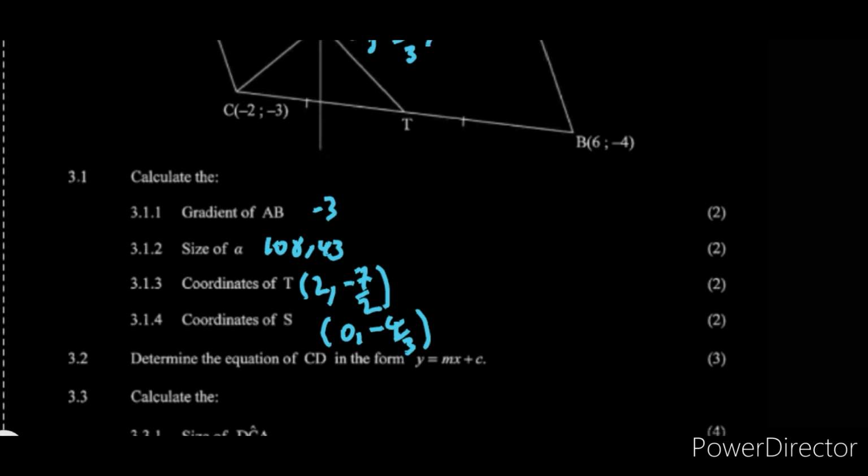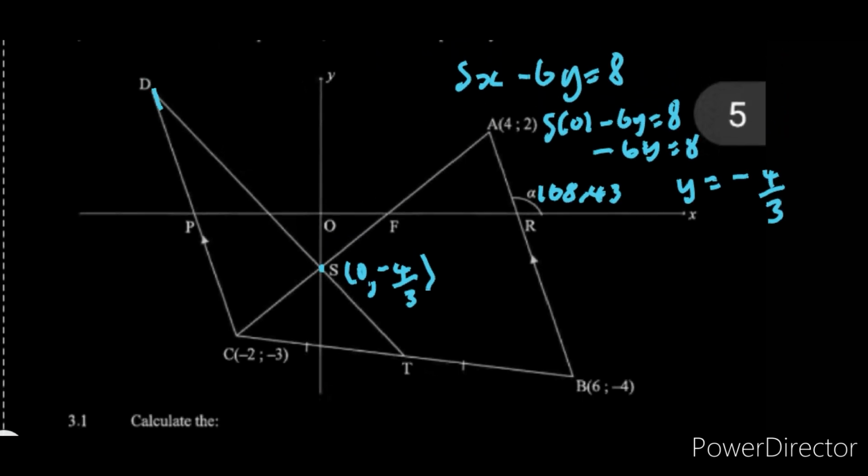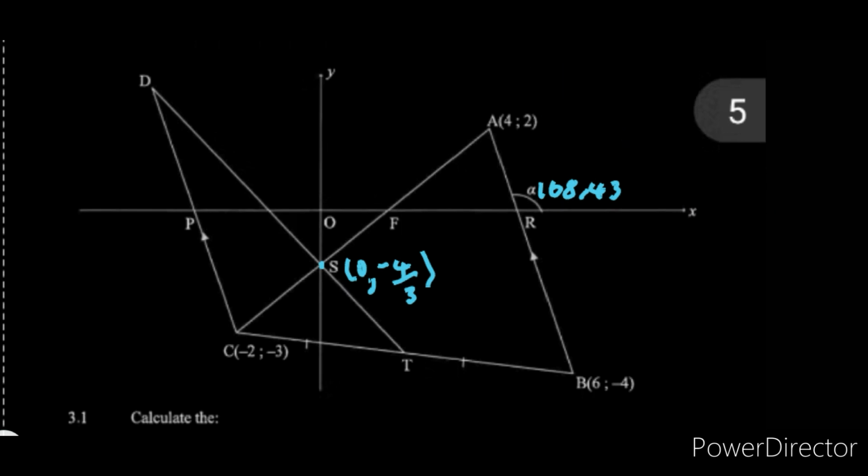So the next question says determine the equation of CD in the form y equals mx plus c. So they're asking for this equation. But let me just erase this stuff first, so that it does not get in the way of any calculation.